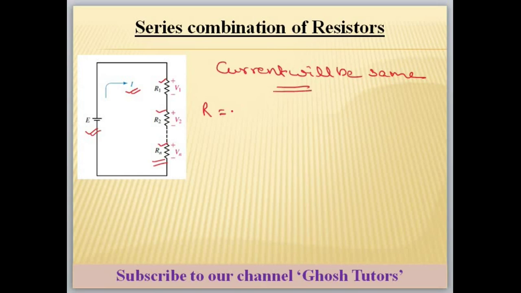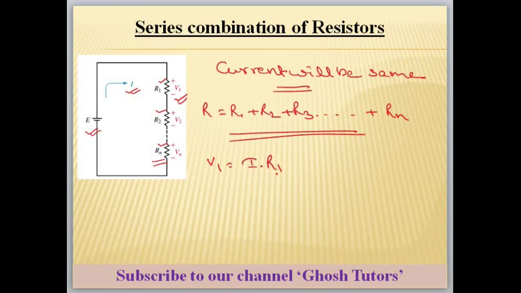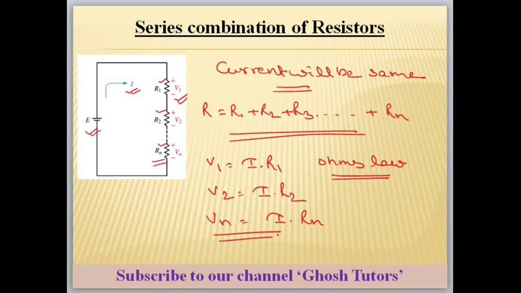It will be R is equal to R1 plus R2 plus R3, whichever is there, up to Rn. This will be the rule for equivalent resistance. If we have to calculate V1, V1 is equal to I into R1. If we have to calculate V2, V2 will be equal to I into R2. This is from Ohm's law, which we studied in the last lecture. Similarly, Vn will be I into Rn.